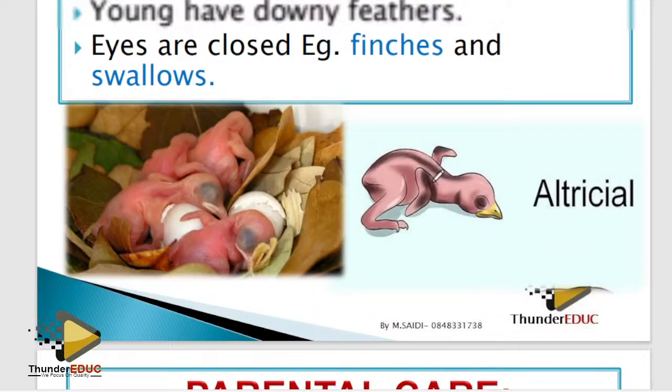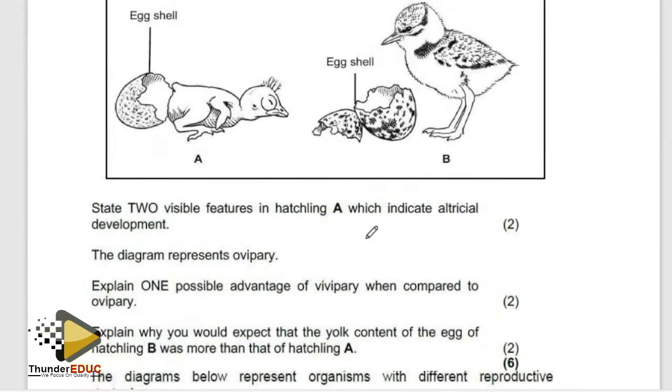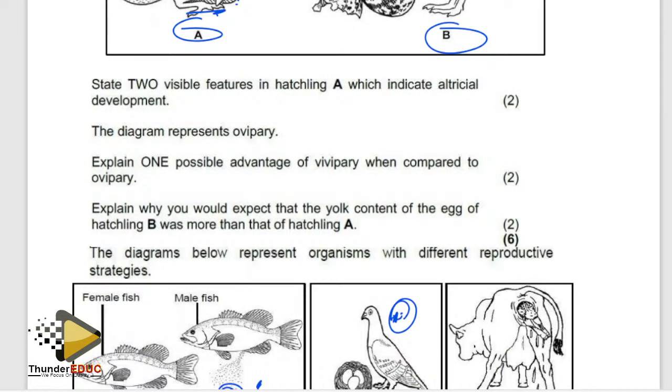Yeah, so atresia, precocia, the difference you must know. So if you look at this, what is A and what is B? It is A, atresia, because the eyes are closed, it has no down feather, and it can't stand on its own. This one, eyes are open, can stand on its own, has down feathers, you see. So please go when you know the two differences. If you have a question, let me know.